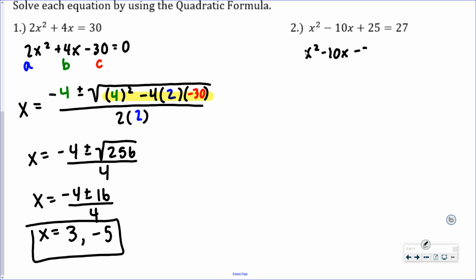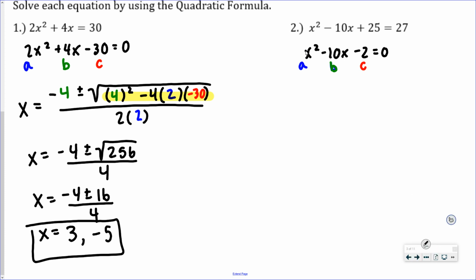So that'd be a -2. And then you identify your A, which is your number in front of x squared. B is your number in front of the x term, or the middle term. C is your constant. And then you just plug and chug.